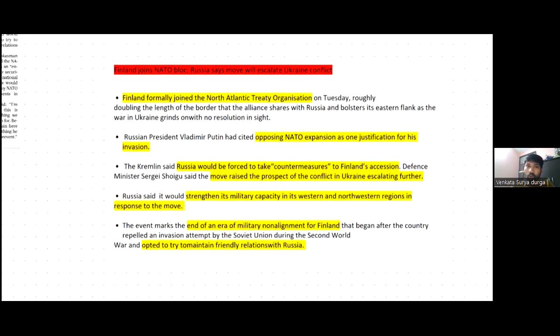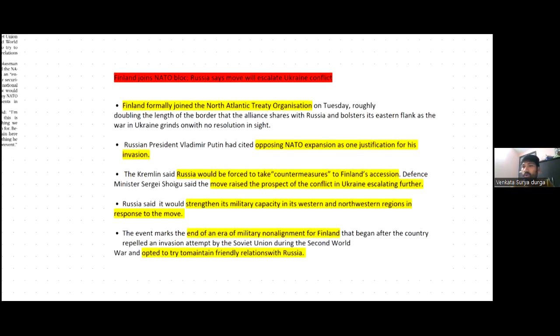The major endeavor of NATO is the global war on terrorism, where different countries have come together within the NATO grouping to fight against the Islamic State of Iraq and Syria, right? So in this backdrop, let's discuss this news article. Finland formally joined the North Atlantic Treaty Organization on Tuesday, as we have discussed.